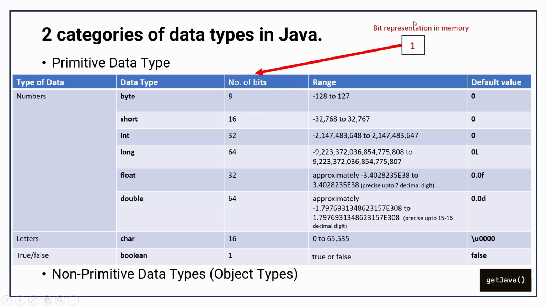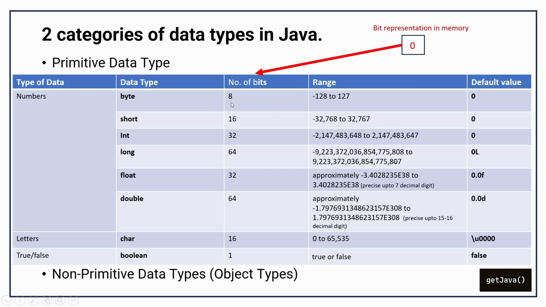So 1 bit is represented by this square, and a bit is the capacity of information that can be stored inside memory. It can store values like 1 or 0. So here we can see the number of bits. Byte uses 8 bits. For short, 16 bits are there. For int, 32 bits are allocated, and for long, 64 bits are allocated.